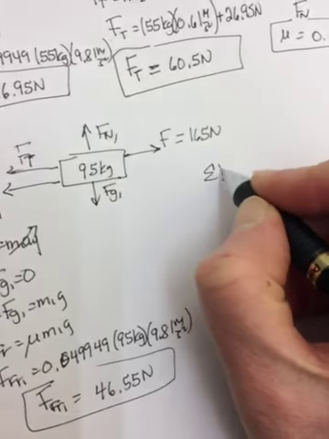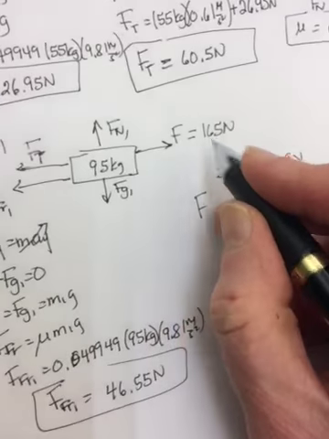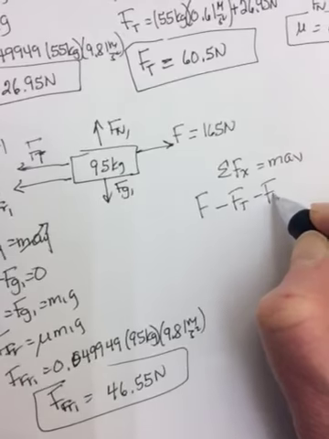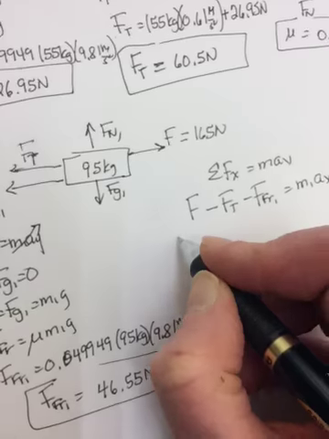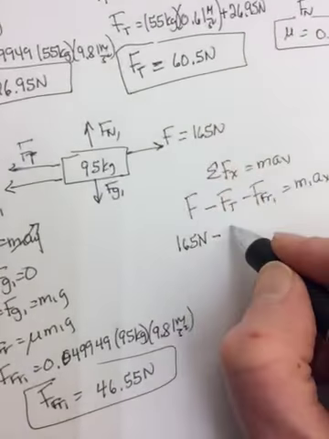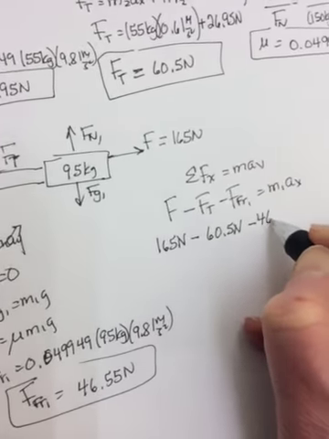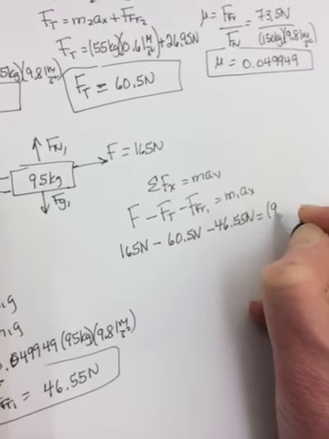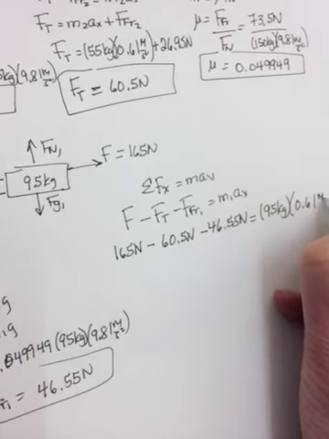So now we go to the sum of the forces in the x direction. And in the x direction, we have the F pulling forward. We have the tension that we found pulling backward. We have the friction that we found pulling backward, equal to M1A. So 165 newtons minus the 60.5 newtons that we found above minus the 46.55 newtons we just found should equal 95 kilograms times 0.61 meters per second squared.